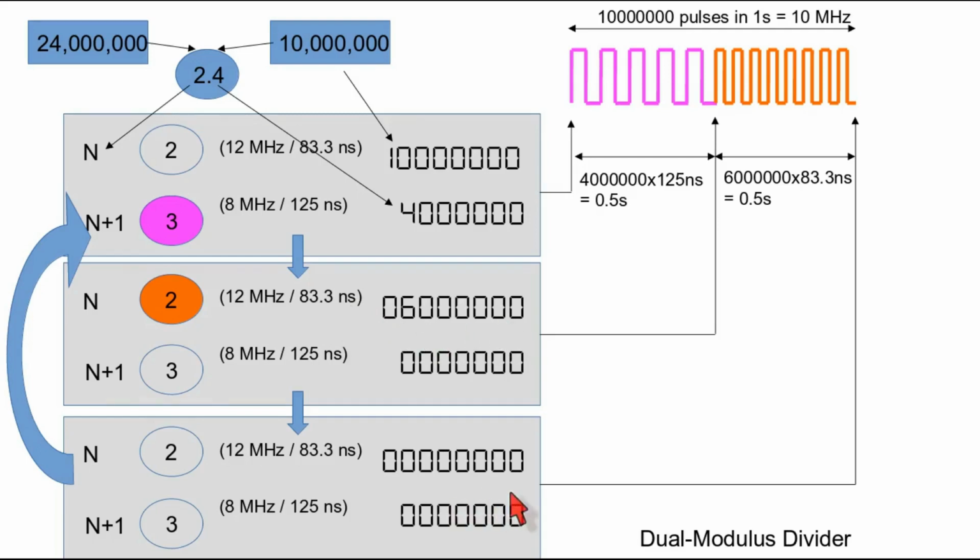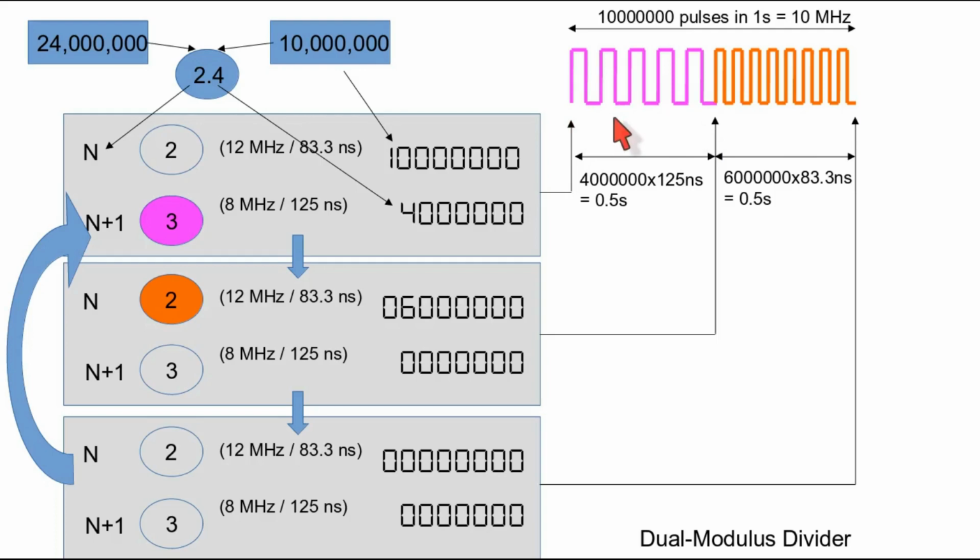Eventually the n counter reaches 0 as well. This means we have now added a further 6 million cycles of 83.3 nanoseconds length to the output, which took another 0.5 seconds. Overall, in 1 second, we have therefore sent 4 million plus 6 million, that's 10 million pulses or 10 megahertz to the output. Next, the counters are reloaded with the original values and the process repeats. So the 10 megahertz frequency, which is one of those not on the safe list, is essentially constructed out of bits of 12 megahertz and 8 megahertz, which is why it has so much jitter.